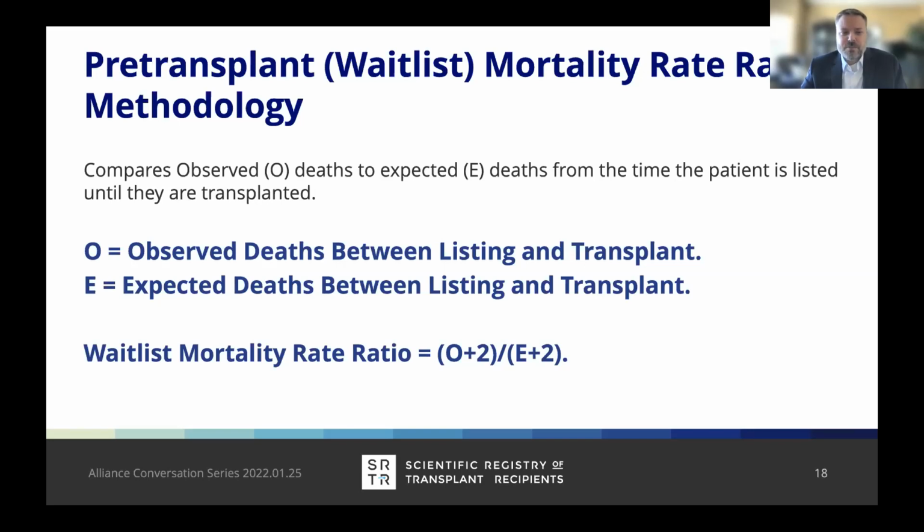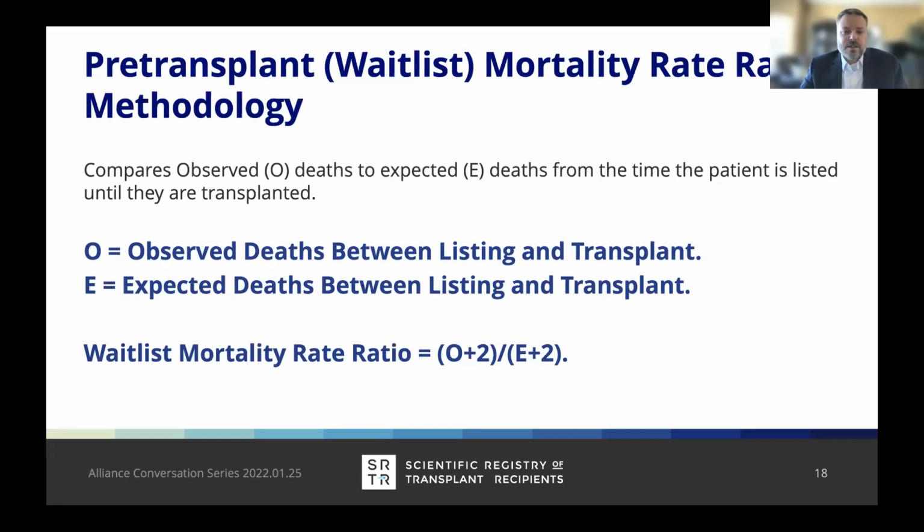We're essentially defining what we call O and E. O means how many observed deaths, or in other metrics, we'll look at other types of events. How many observed deaths between listing and transplant do we find? And then how many expected deaths were we expecting to see for these types of patients between listing and transplant? We can convert those O's and E's into a waitlist mortality rate ratio.